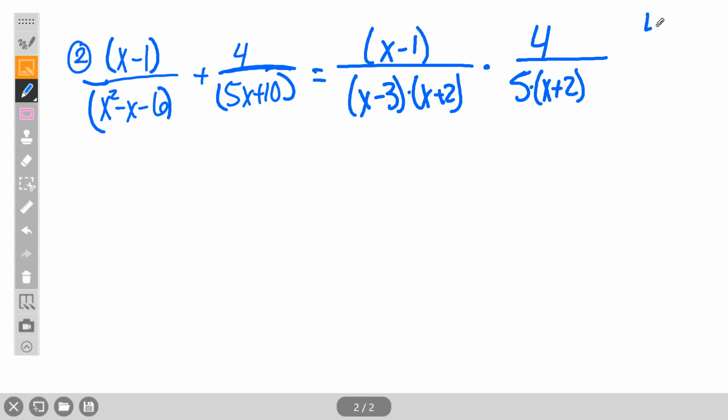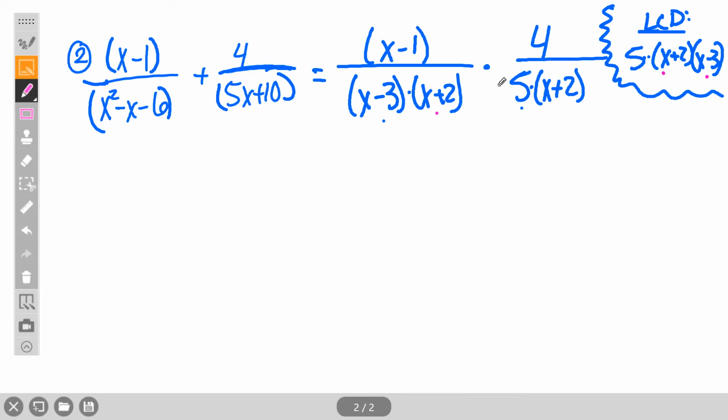So the LCD will be what they have in common times what they don't have in common. So what they have in common is an x plus 2. What they don't have in common is the 5 and the x minus 3. So the factors of the LCD are 5, x plus 2, and x minus 3. So I need to multiply each fraction so that I can get this LCD. So on this one, it's got the x minus 3, it's got the x plus 2. The only factor that's missing is the 5. So I'll multiply the numerator and denominator by 5.